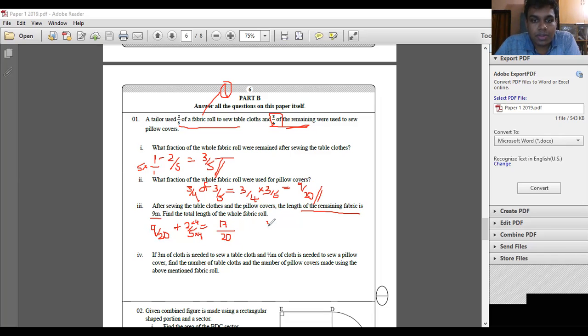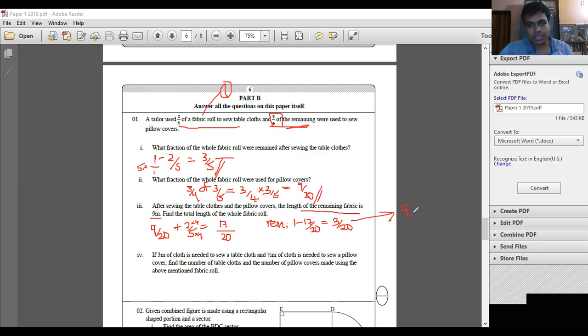That means the remaining will be what remains after sewing both of these. The remaining will be 1 minus 17 over 20. Out of the whole unit, 17 over 20 is being used. So 1 minus 17 over 20, make the denominators equal. 20 minus 17 will give you 3 over 20. So this 3 over 20, the length of the remaining fabric, is 9 meters. This is the remaining fabric.